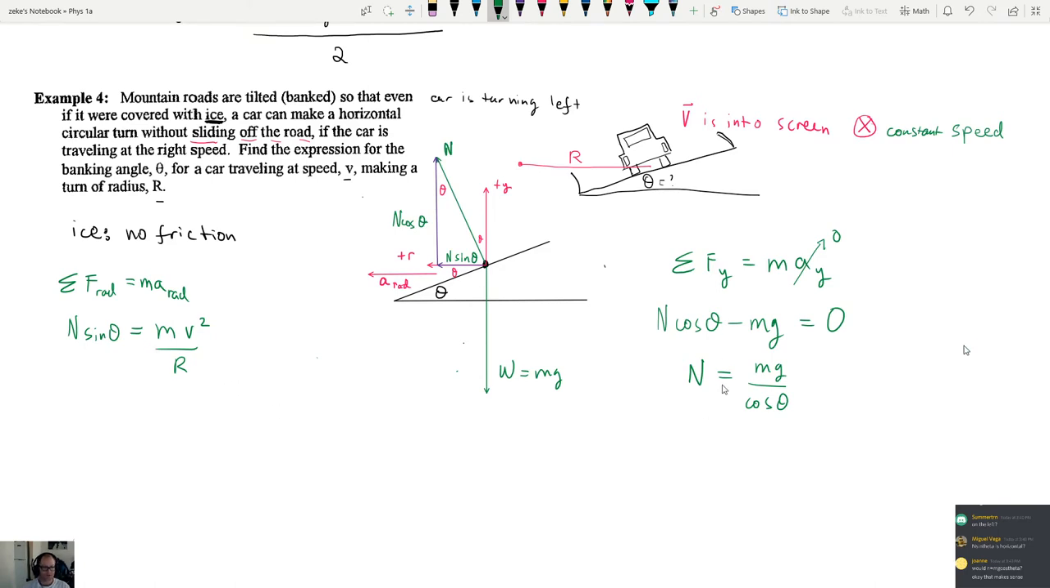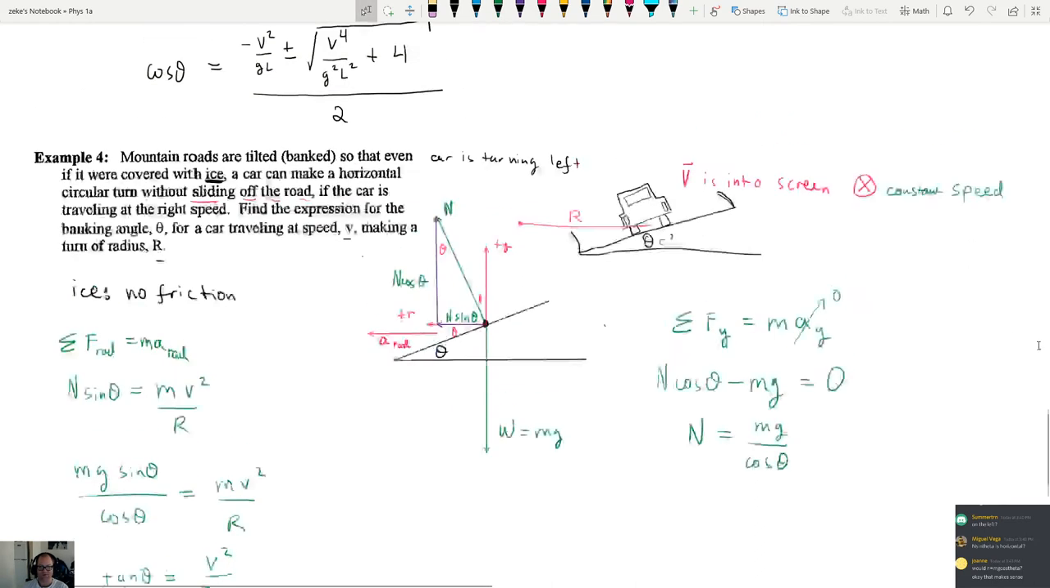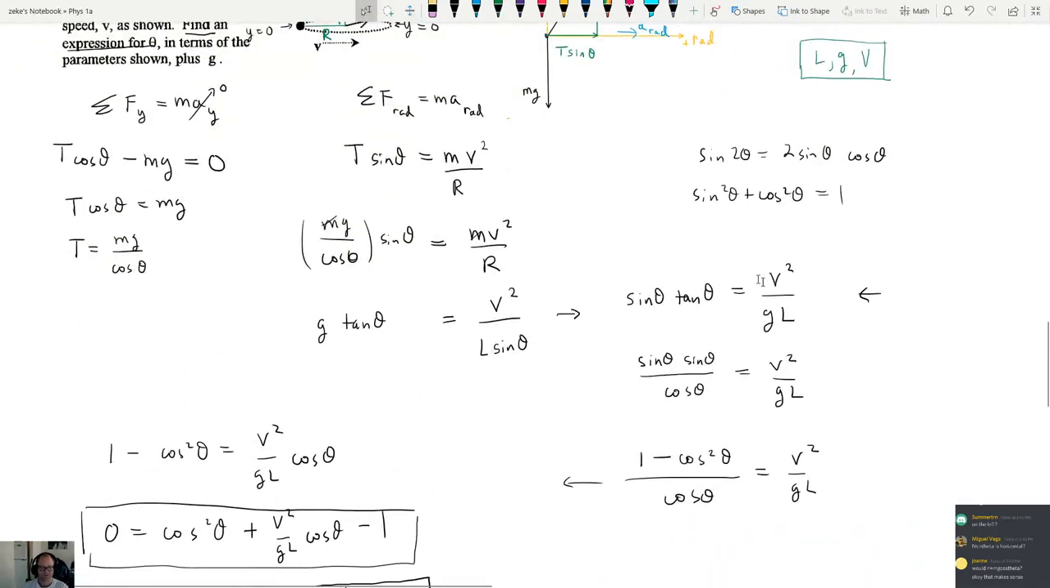Okay, so we can plug the normal force into this first equation so that it says mg sine theta divided by cos theta. And then the right-hand side is going to be m times v squared divided by r. We can solve this for theta because now we can divide out the m over here. And so we end up getting on the left-hand side, the tangent of theta is going to be equal to v squared divided by r times g. Notice this r times g thing showing up once again. I think it showed up in the last problem too, right? Right here.